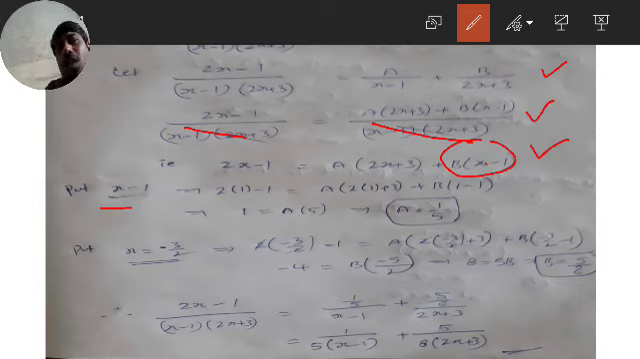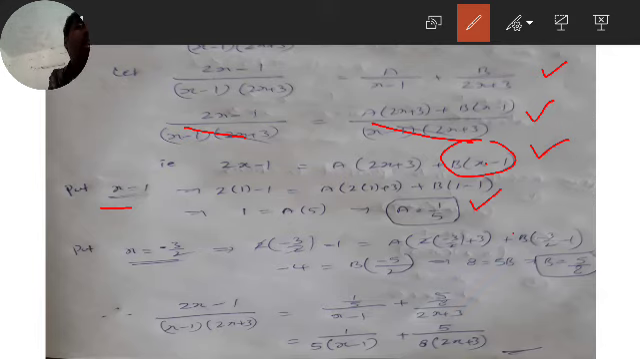Substitute in LHS also, there is an x term, so substitute the x value in LHS also. 2 into 1 minus 1 equals a into 2 into 1 plus 3, and the b term becomes 0. 1 is equal to a into 5. If 5 goes to this side, here it is multiplying, when it comes here, it divides. a is equal to 1 by 5.